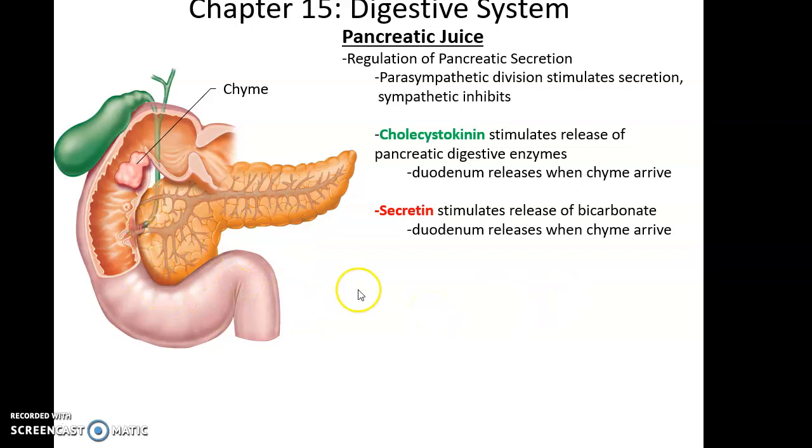And then the duodenum also secretes secretin, and secretin stimulates the release of the bicarbonate that will help to neutralize the acid in the chyme. So again, two hormones are released by the duodenum: the cholecystokinin, which stimulates the release of digestive enzymes from the pancreas, and secretin that will stimulate the release of bicarbonate by the pancreas.